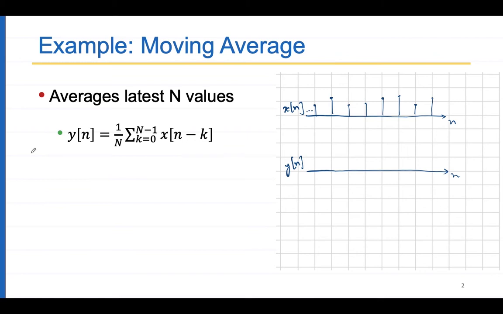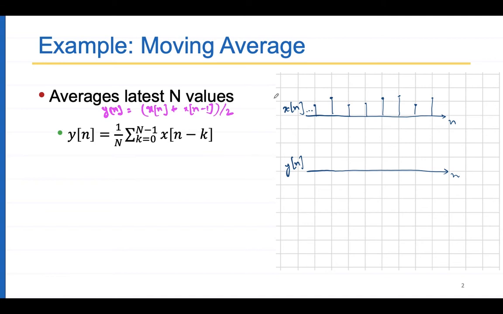This one averages the latest n values. What does that mean? For example, if I want to average the current value and the past value, I can say my y of n is just equal to x of n plus x of n minus 1, divided by 2. So I'm just averaging the current value and the previous value.